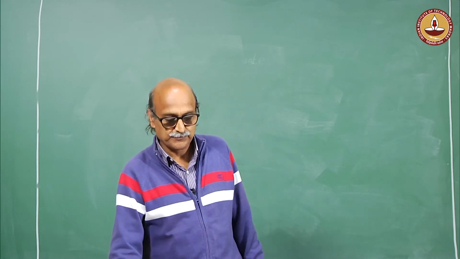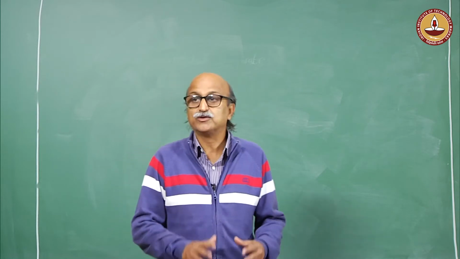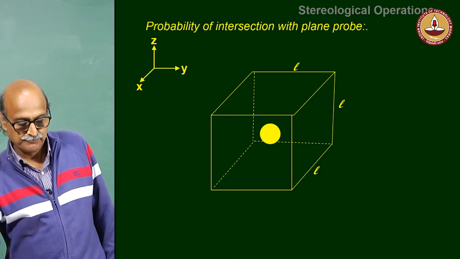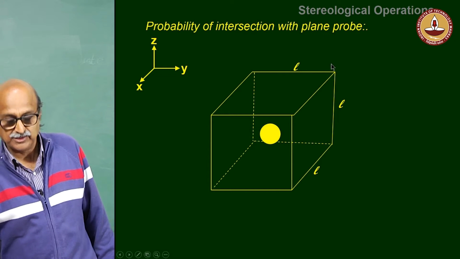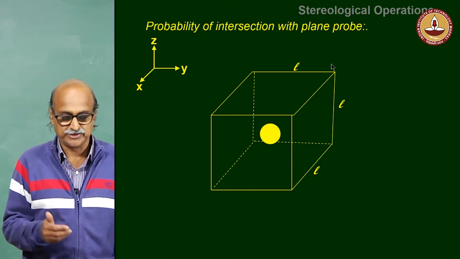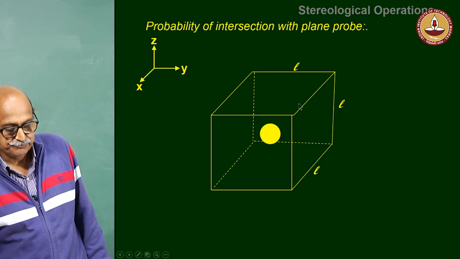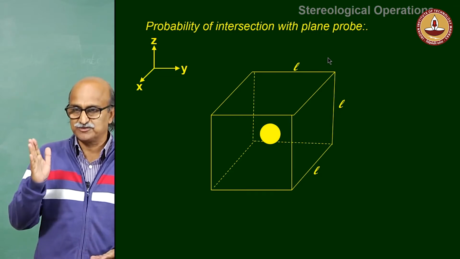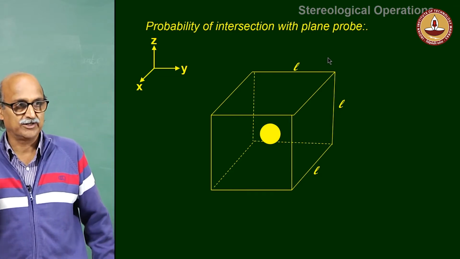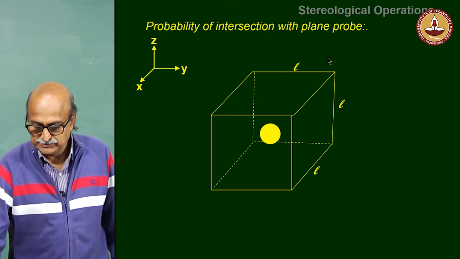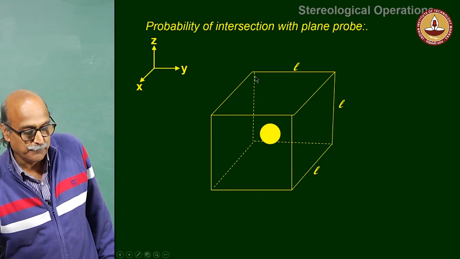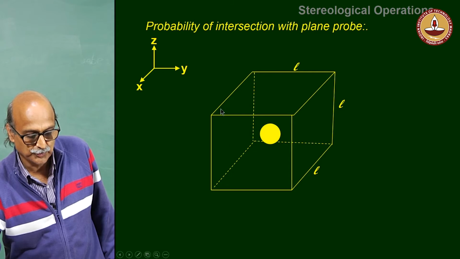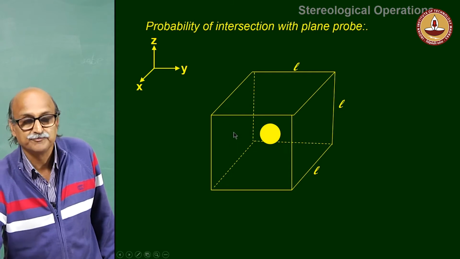Okay, so let us now look at a different probe. Instead of a point probe, consider now a two-dimensional probe, a section. Here I have again a cubic volume, and in this cubic volume I have a spherical object again of diameter d. If I want to find out the probability of cutting this particle by a section, a two-dimensional probe, let us keep that probe parallel to the xz plane. That means we are talking about parallel to this face of the cube, the side face.